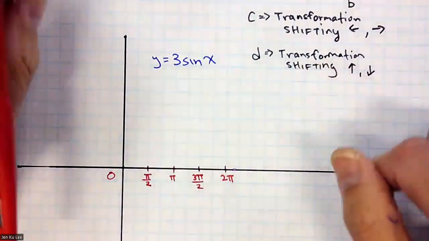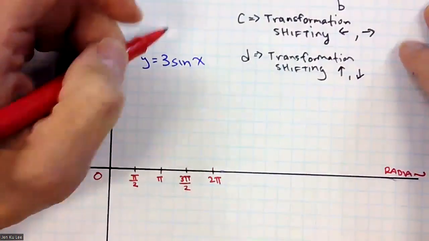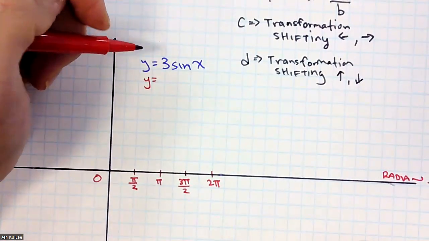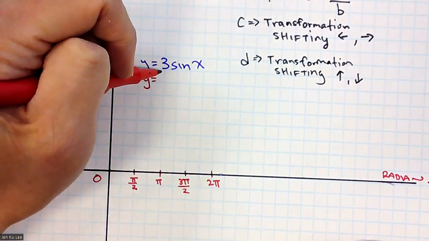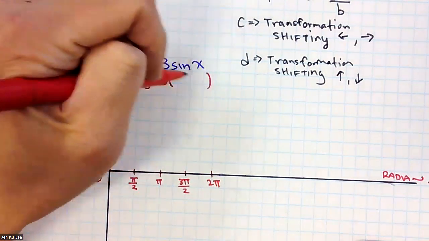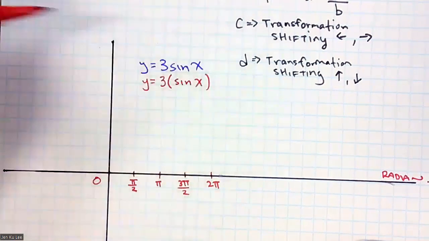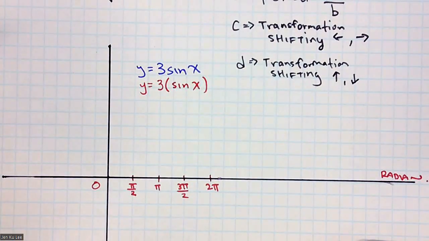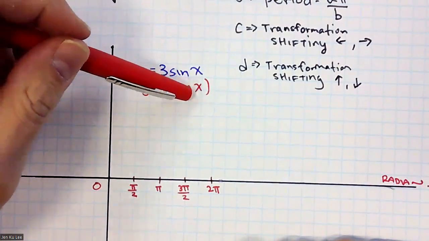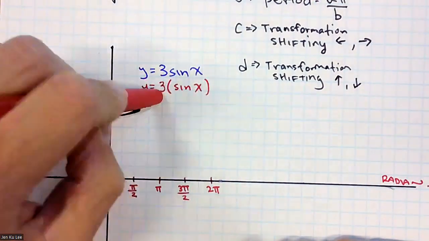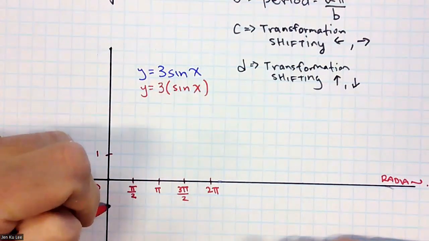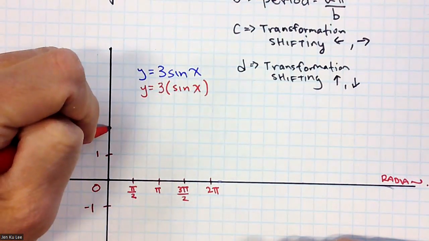Okay, I'm going to rewrite 3 sine of x in another way. 3 times the sine of x. Okay. So we're just going to multiply whatever sine of x is by 3. Okay. So that's 1. That's -1.